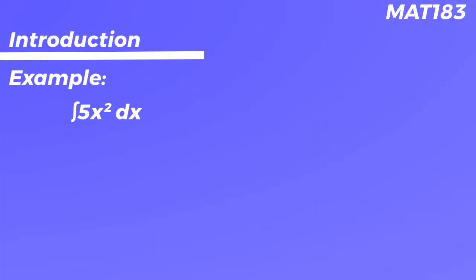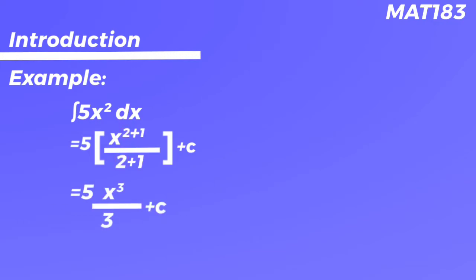With the second rule in mind, solving this question is easy. Applying the second rule to the question, 5 is k and the power of 2 represents n. We need to integrate the function first before multiplying it with the constant. Never forget to add plus c after integration.